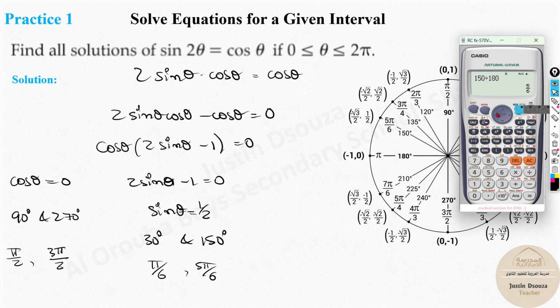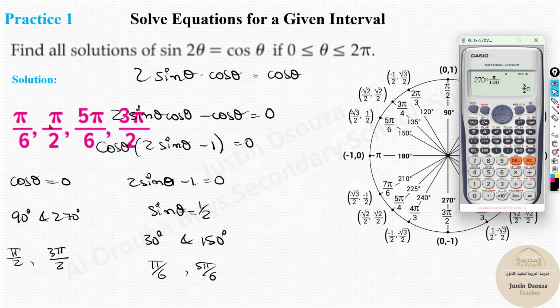Just add a pi. But in reality, 150 will be multiplied by pi, using shift and the pi symbol, and the whole answer will be divided by 180. That is the thing. It's 5 pi by 6. Now the actual way, now we have 270. 270 is basically multiplied by pi divided by 180, and this is the answer. But if you directly do 270 by 180 without multiplying, you'll get 3 by 2 and just add a pi later on. That's also fine.